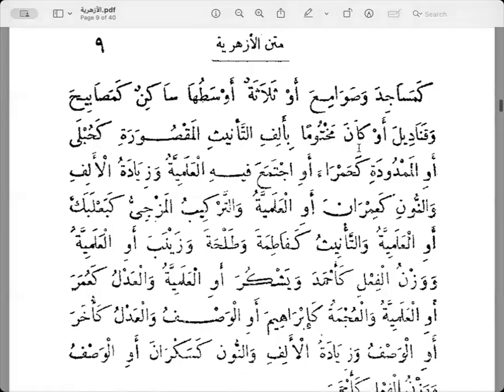So second one then, he says, أو كان مختوم بألف التأنيث المقصورة كحبلى أو الممدودة كحمراء. What does it mean? ألف التأنيث المقصورة means a زائدة. So حبلى, the way he defines it, just a practical definition though, is you have your 3 root letters and an additional ألف التأنيث. Okay, so حبلى, حمراء, علماء, شهداء, أولياء.